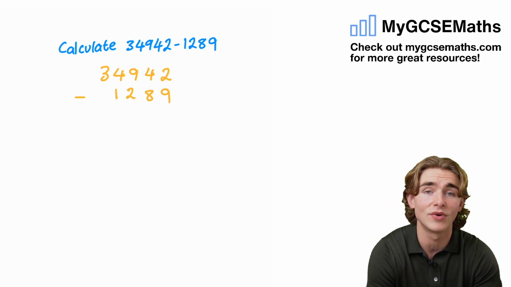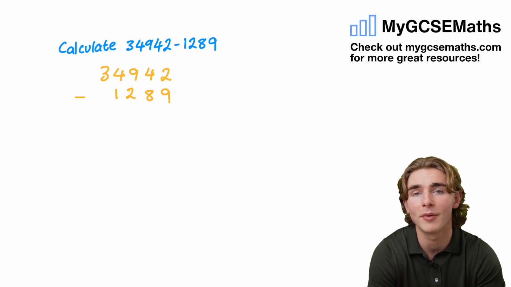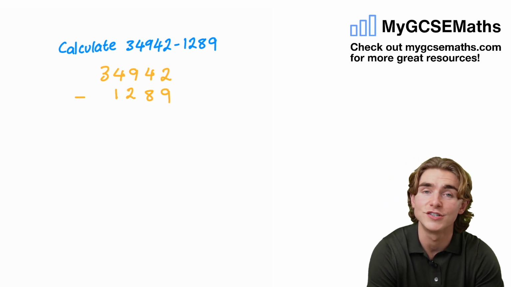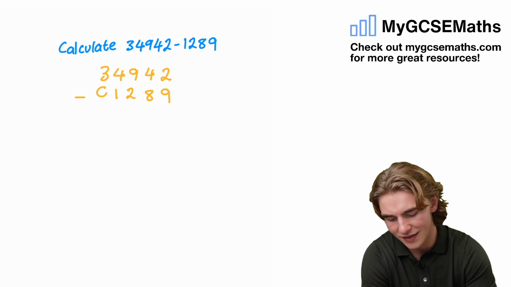1,289. Now, again, with this example, guys, I've been super careful to make sure that my ones line up, my tens line up, my hundreds line up, my thousands line up, and also my tens of thousands. Again, just like with column addition, we're going to fill in those gaps. We're going to write a 0 in the gap here.